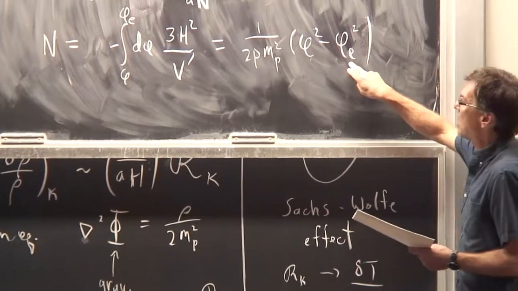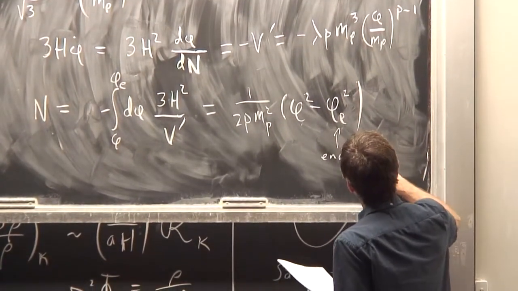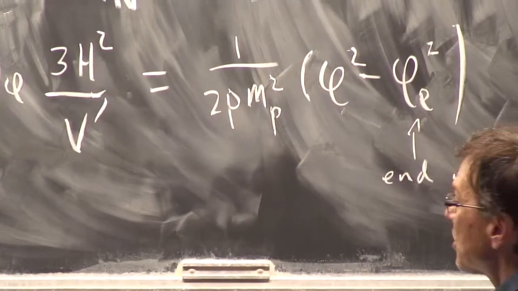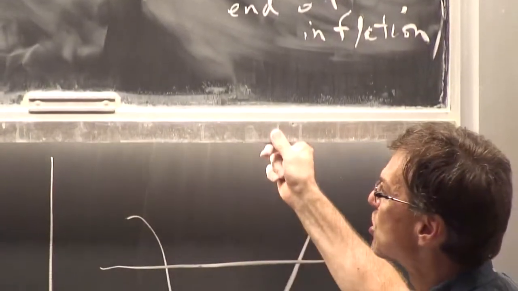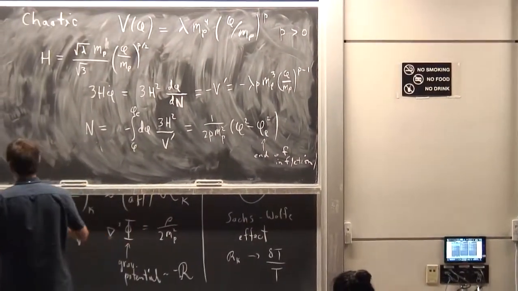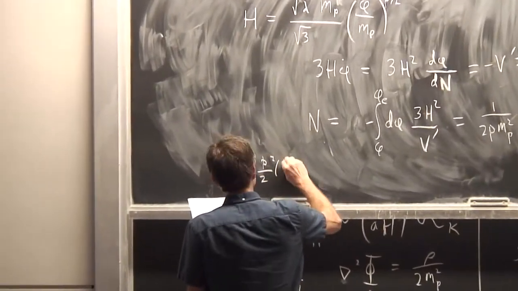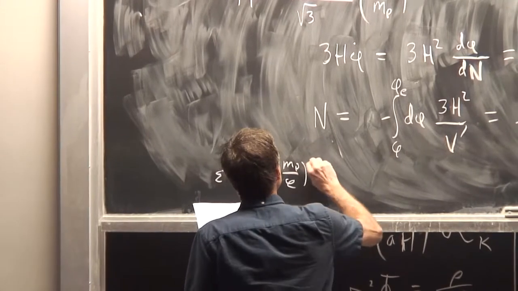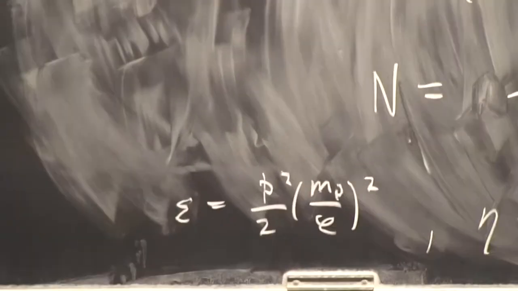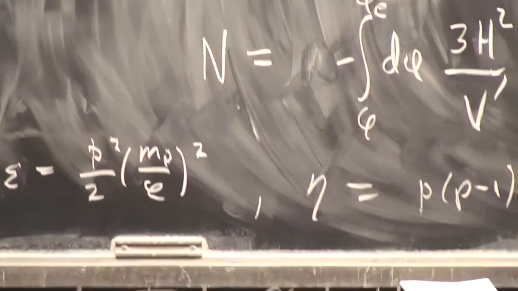But what is phi e that denotes the end of inflation? Well, that's where one of the slow roll parameters becomes large. And so let's write down the slow roll parameters. There, epsilon is p squared over 2 m Planck over phi squared. And eta is p times p minus 1 times the same thing, m Planck over phi squared.